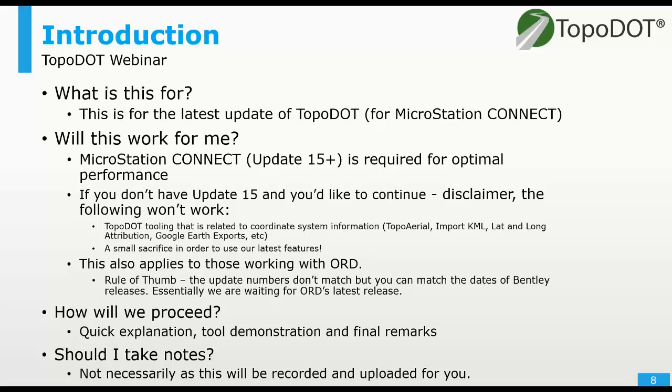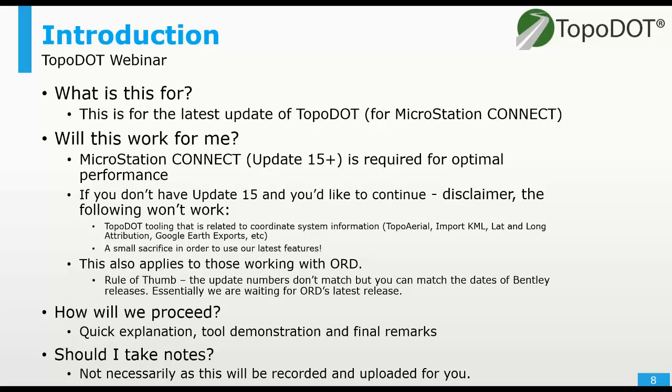Now, if you don't have update 15 but you still want to use this soft release, there are a few things that won't work. It's a small sacrifice, though, to get your hands on the latest features. The sacrifice is basically anything that's linked or working with the coordinate system is going to either cause issues or potentially even a crash. So you've got the Topo Aerial tool importing KMLs, attributing lat and long information, doing any type of Google Earth export on the TopoDOT side. If there's a TopoDOT tool that's linked to the coordinate system information and that is crucial to your operations, avoid the update. If it's not, or you want to play around with some of the newer tools, that's pretty much what you're going to run into.